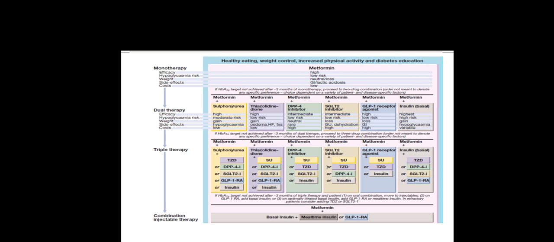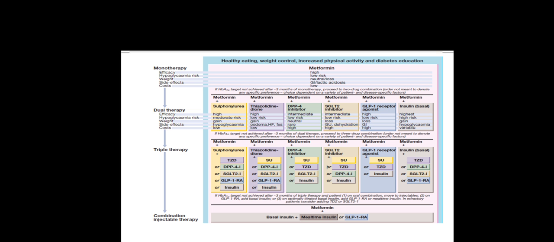So this table summarizes how you will choose which drug, because you have 9 groups of drugs already which we have learned, and there are also newer drugs which are coming up, and which drug to use in which patient can be a dilemma for the treating physician as well as the patient. So as you can see from the above, healthy eating, weight control, increased physical activity, and diabetes education or lifestyle modifications are the first line in diabetes management. And if you have to start a monotherapy for a patient in whom you have not attained a proper glycemic control with lifestyle modification, it is metformin.